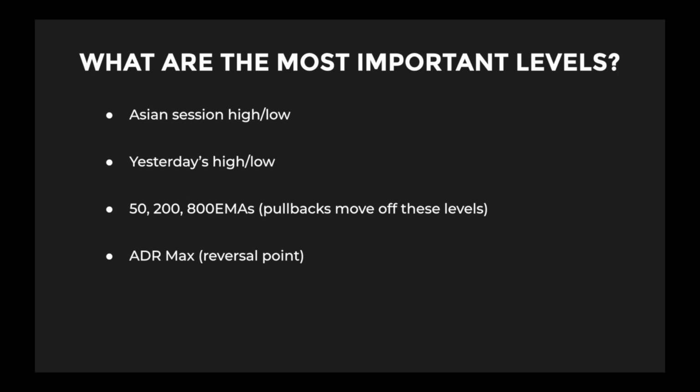And the other important level to keep in mind is ADR max. This is a point a lot of people get confused. ADR max means average daily range is maxed out. What that means is if Euro USD's ADR, its average daily range, is 65 pips, and today it's already moved 65 pips, that could be an area where if you find divergence at that ADR max point, we might see a retracement.